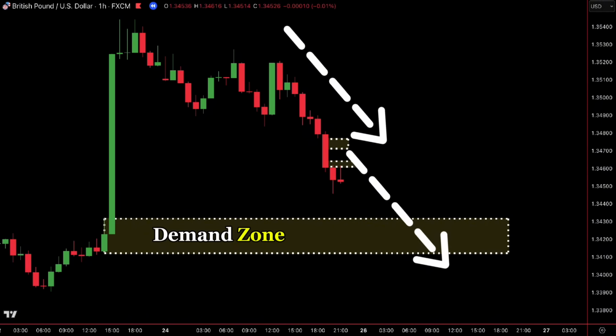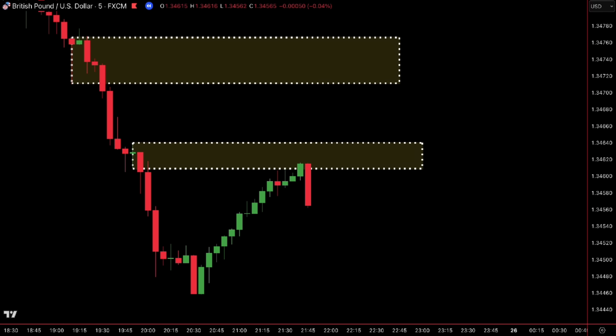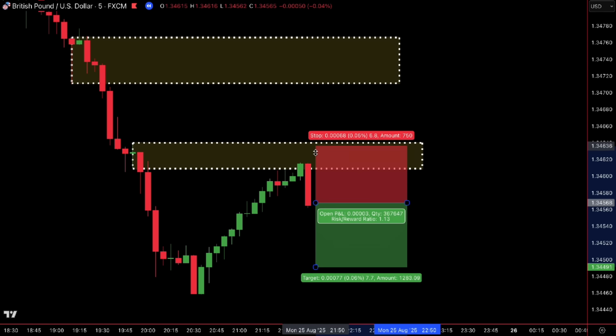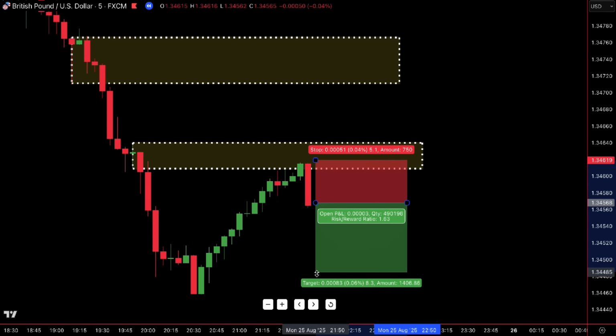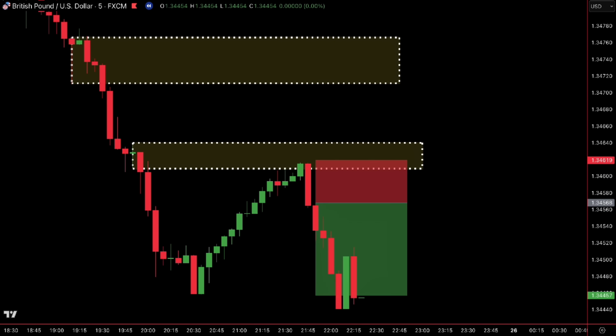Now let's switch to the 5-minute chart. Here's how I execute the trade. I place my entry right at the close of the power shift candle, set my stop loss just above the power shift candle, and place my target at the next support level below. This setup gives a 2-to-1 reward to risk ratio, which is exactly what I'm looking for.